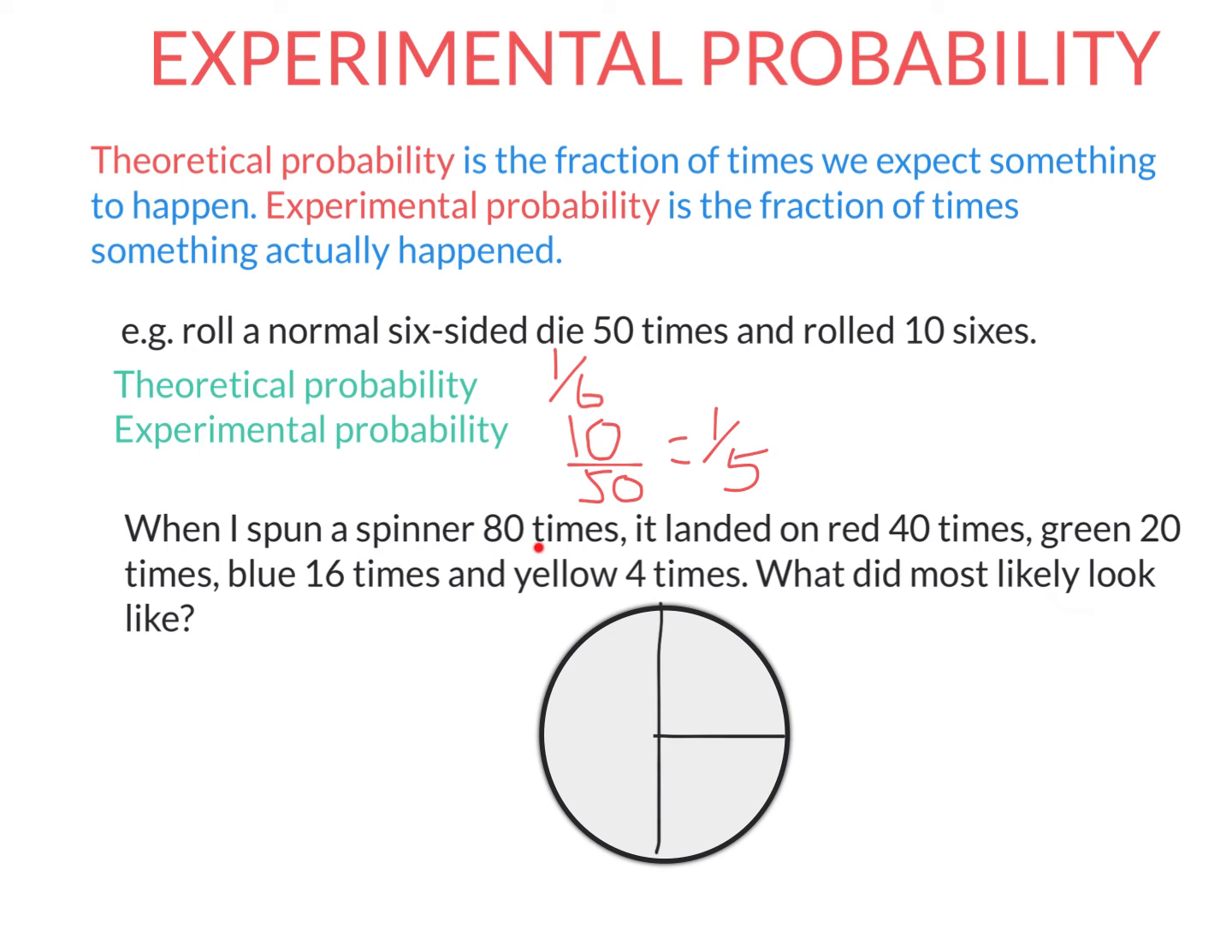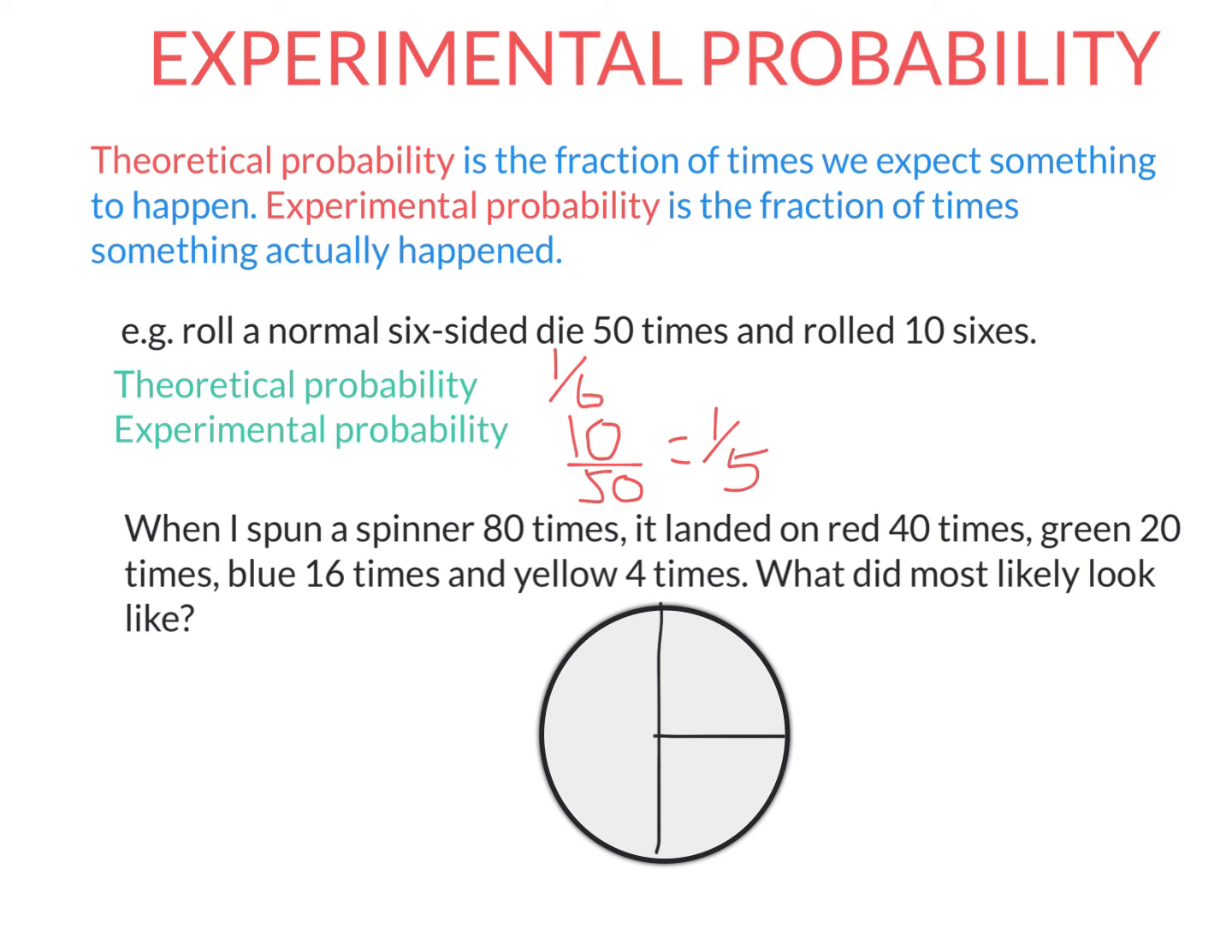So let's look at this question. I spun a spinner 80 times, and it landed on red 40 times, green 20 times, blue 16, and yellow 4 times. What did it most likely look like? So what happened is when I spun the spinner, it landed on red 40 out of 80, which is half the time. It landed on green 20 out of 80, a quarter of the time. It landed on blue 1/5 of the time, and yellow 1/20th of the time. So all those numbers I gave you are experimental probabilities. The experimental probability of a red was a half. It happened half the time.